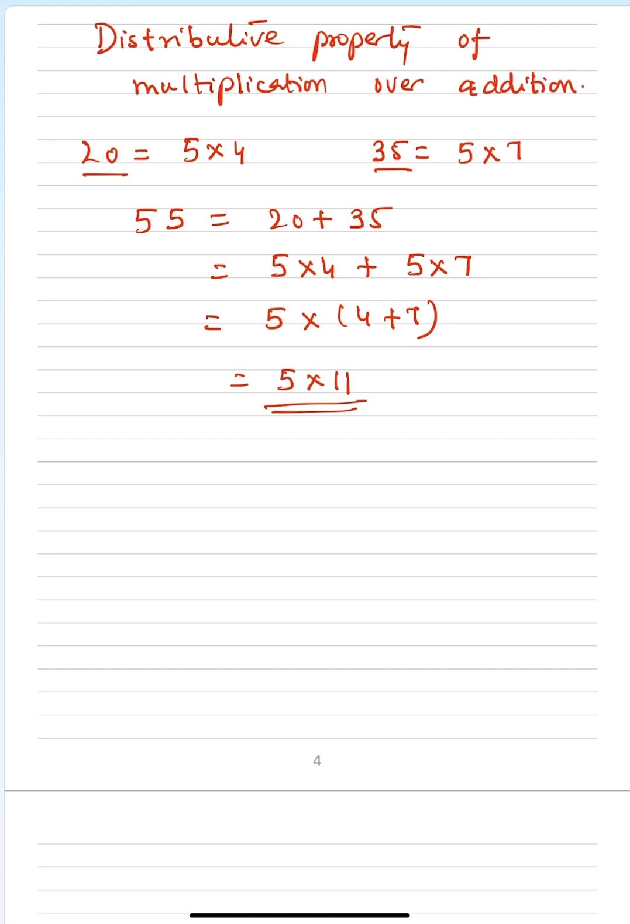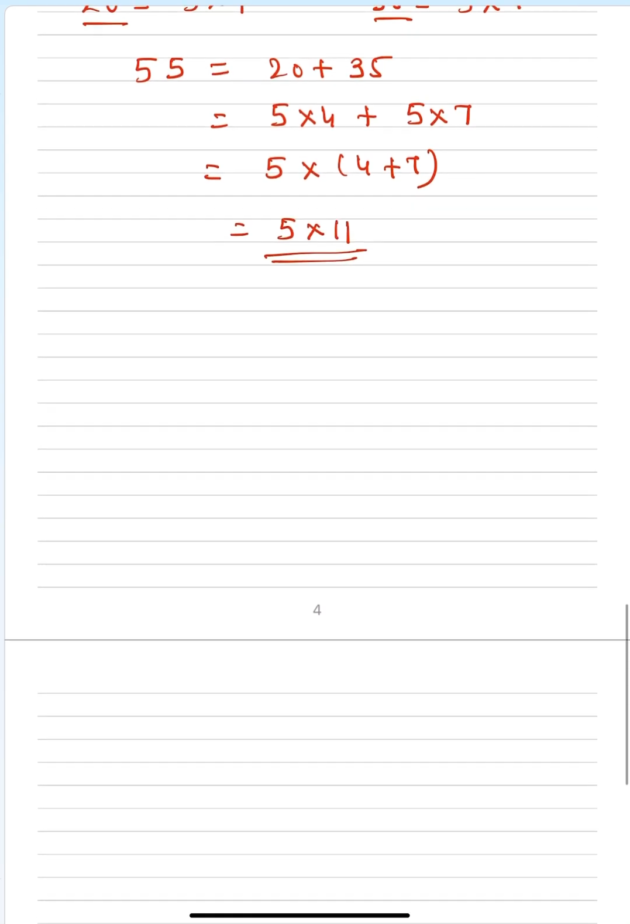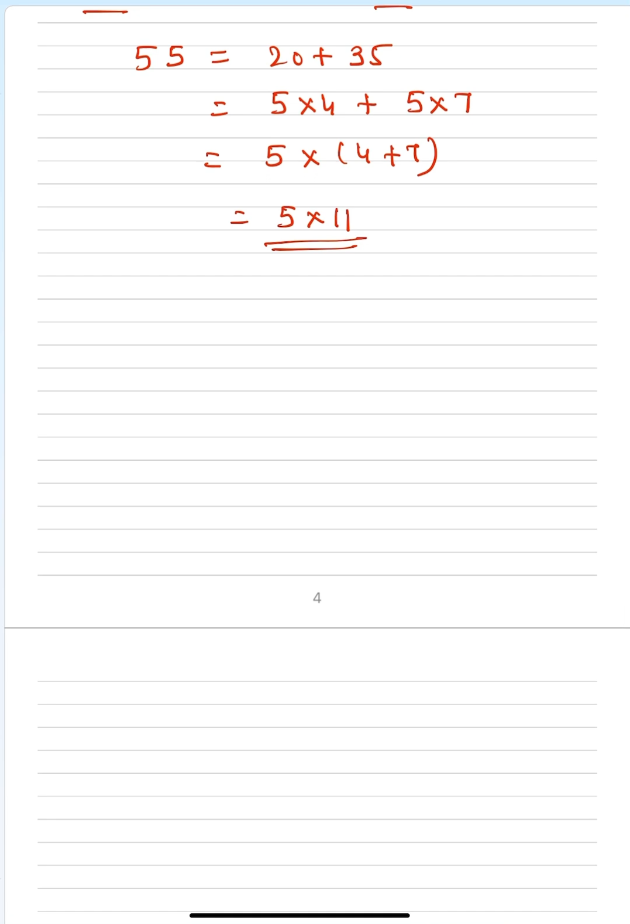Okay. So this is nothing but the distributive property of multiplication over addition, and the same we can write in variables also, like a into b plus c is equal to a into b plus a into c.